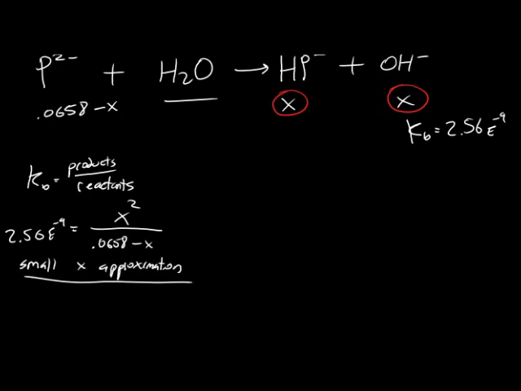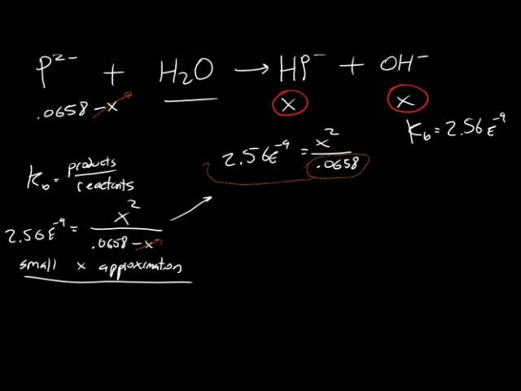This means that this minus x attached to the 0.0658 is very, very tiny, and we can safely ignore it. Therefore, our equation will look like 2.56 times 10 to the negative 9th equals x squared over 0.0658. We can multiply this 0.0658 to the left side, and then take the square root of both sides. And we'll end up with the square root of 2.56 times 10 to the negative 9th times 0.0658 equals x.